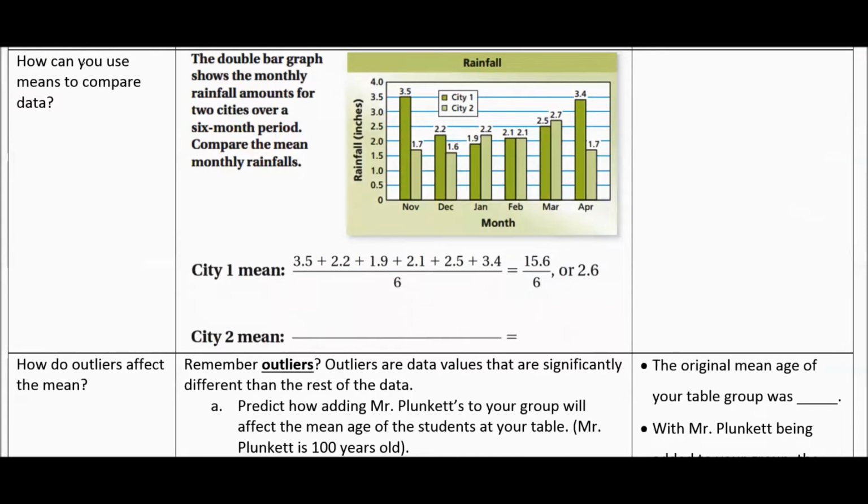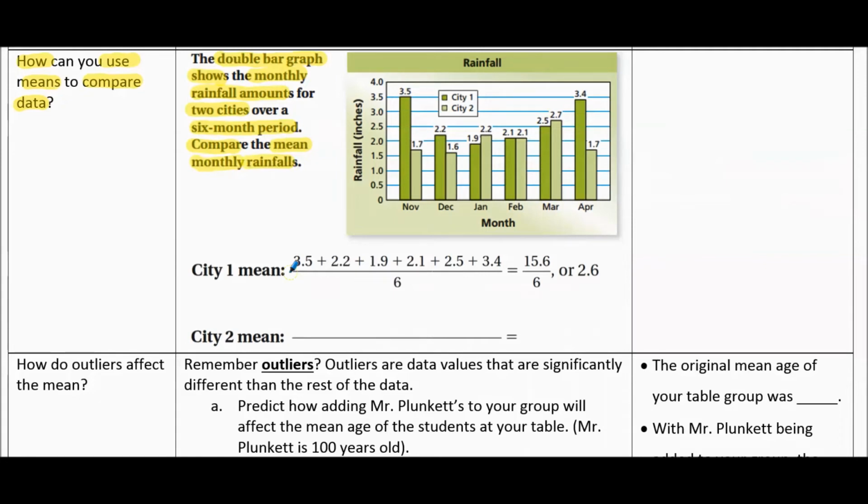Okay, there we go. Question: how can you use the means to compare the data? Okay, the double bar graph. Oh, if your life wasn't hard enough with one bar graph. The double bar graph shows the monthly rainfall amounts for 2 different cities over a 6-month period. We're going to compare the mean monthly rainfalls.